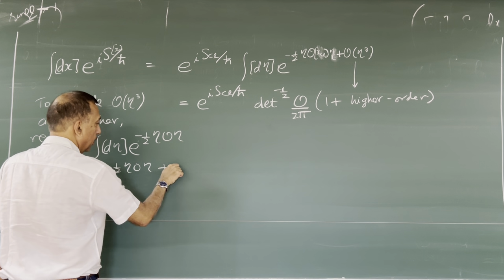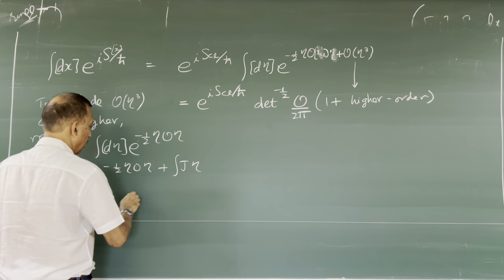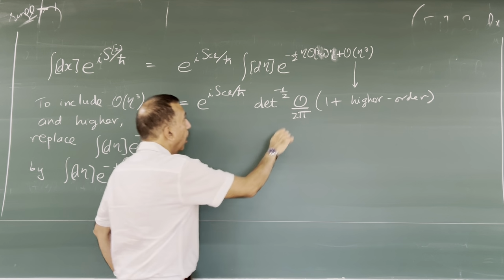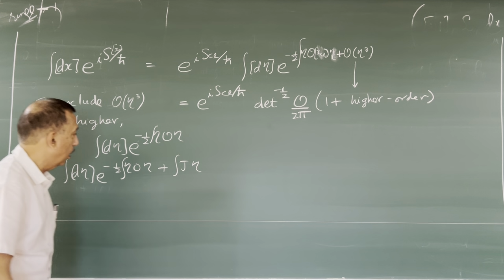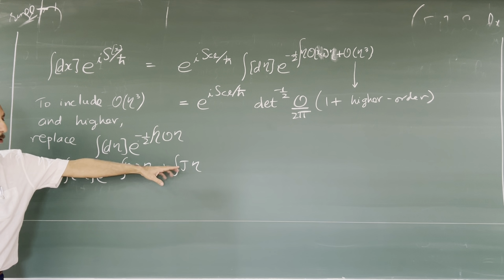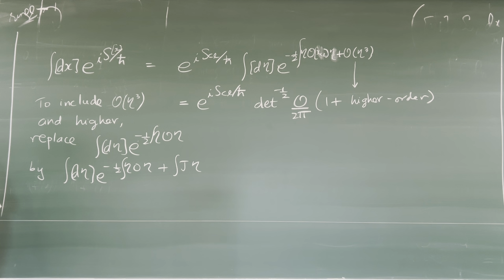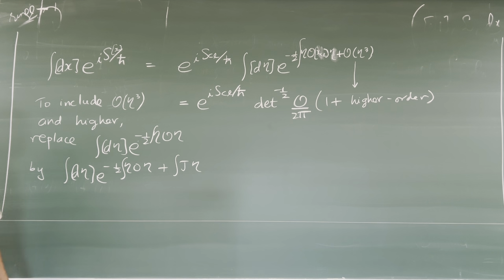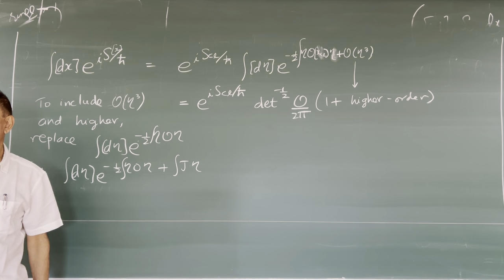Okay, plus integral j eta. Here also there is an integral, I just don't always write it. And then differentiate this in j many times to bring down etas, and then I can easily include higher order corrections one by one. Okay, so this is the set of rules that we have derived for path integrals in quantum mechanics.